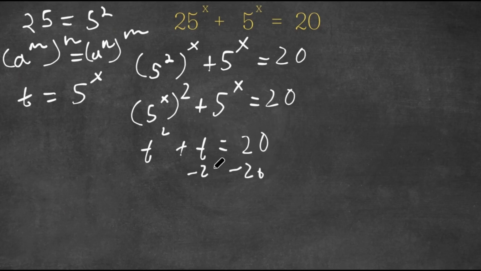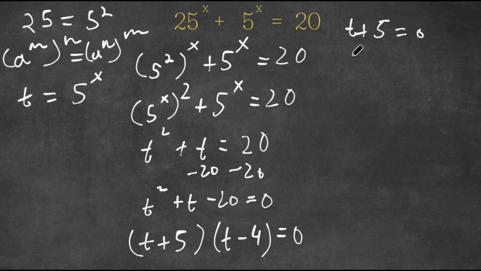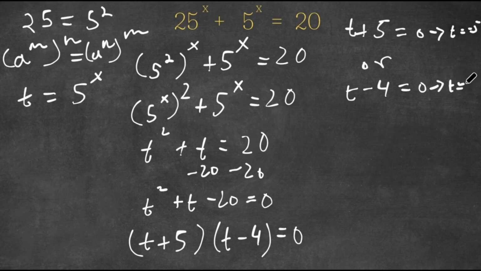Now I'm going to subtract 20 on both sides. So now I get t squared plus t minus 20 is equal to 0. Now this is a simple quadratic equation, and this will be factored into t plus 5 times t minus 4. And this gives me two equations. I have t plus 5 is equal to 0, and t minus 4 is equal to 0. For t plus 5, this means that t is equal to negative 5. And for t minus 4, this means that t is equal to positive 4.